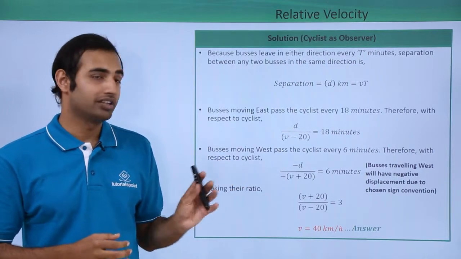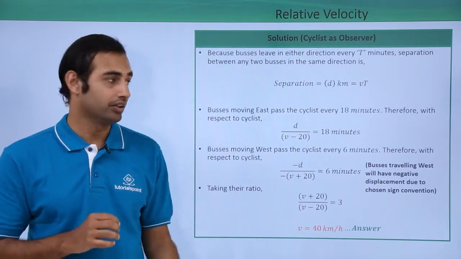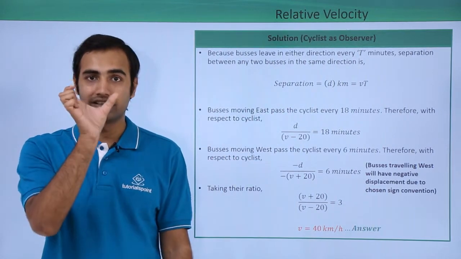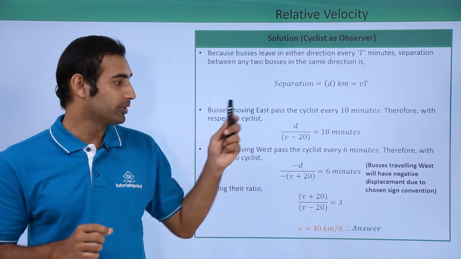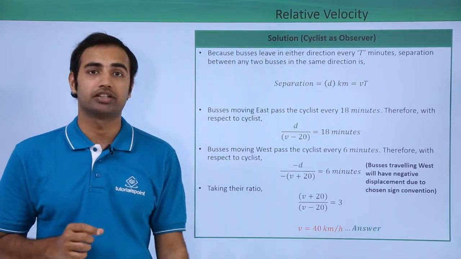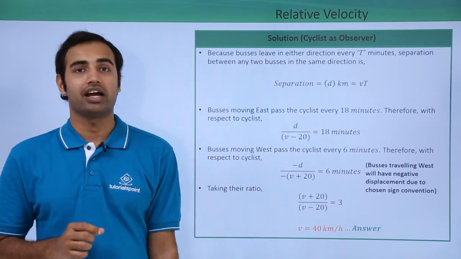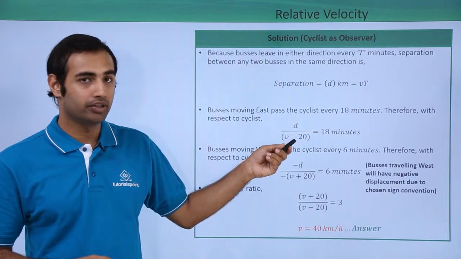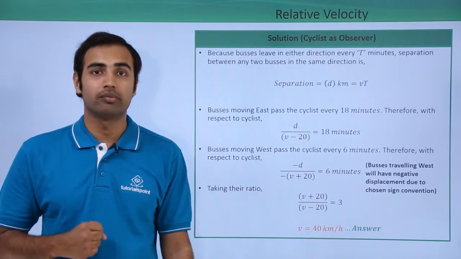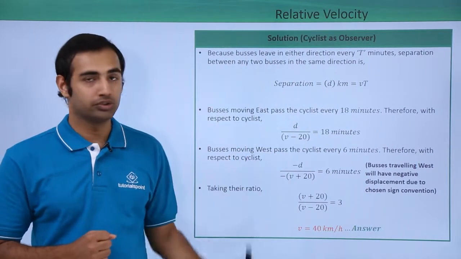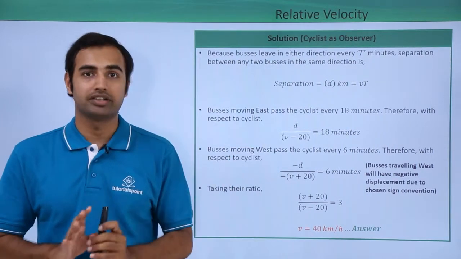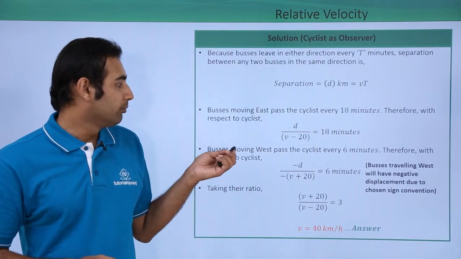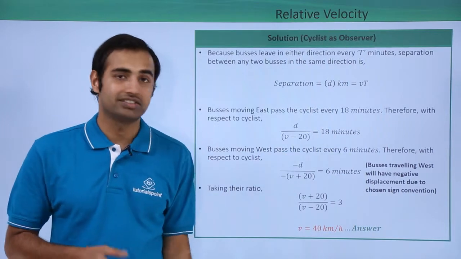Correct? Now, essentially, I am trying to use the information given in the question that buses moving east pass the cyclist every 18 minutes. The separation is clearly d between the buses, and the velocity of buses going east with respect to cyclist is v minus 20. So d upon v minus 20 has to be equal to 18 minutes. Over here, you must notice that this velocity is given in kilometers per hour, this separation is in kilometers. So I have to apply the appropriate conversion to get it in minutes. That conversion I haven't mentioned here, but we can mention it immediately when we start solving the problem. Similarly, buses moving west pass the cyclist every 6 minutes.